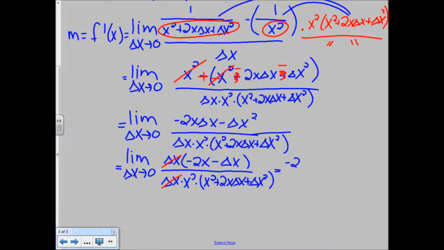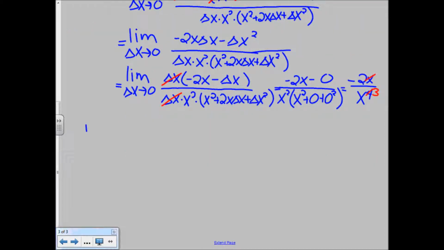So we're going to get negative 2x minus 0 over x squared times x squared plus 0 squared, which is just going to be negative 2x over x squared times x squared, which is just x to the 4th. But now we have an x in the top, 4 x's in the bottom. We can actually cancel some stuff out here and simplify. So cross out that x, cross out this exponent, make it a 3. So our final derivative here, our slope, or our f prime of x, is just going to be negative 2 over x cubed.